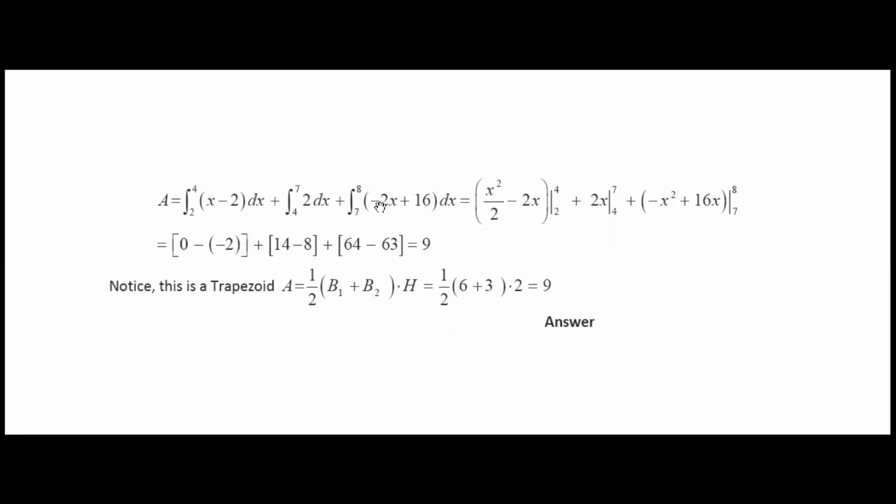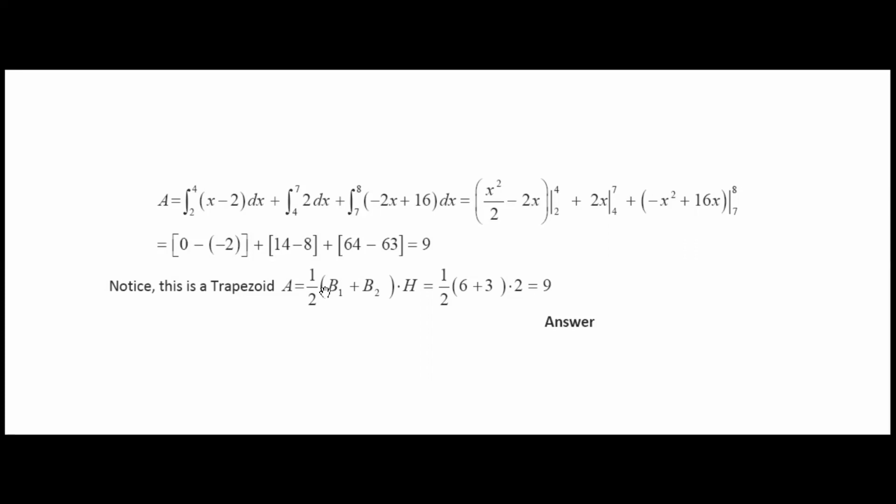And this is the integral of this. Then we do it from 7 to 8. And this is what we get when we integrate each of these. This one gives us 2x, and this gives us minus 2x squared over 2, which is minus x squared, and a 16x. And we just plug in and we get the answer 9.